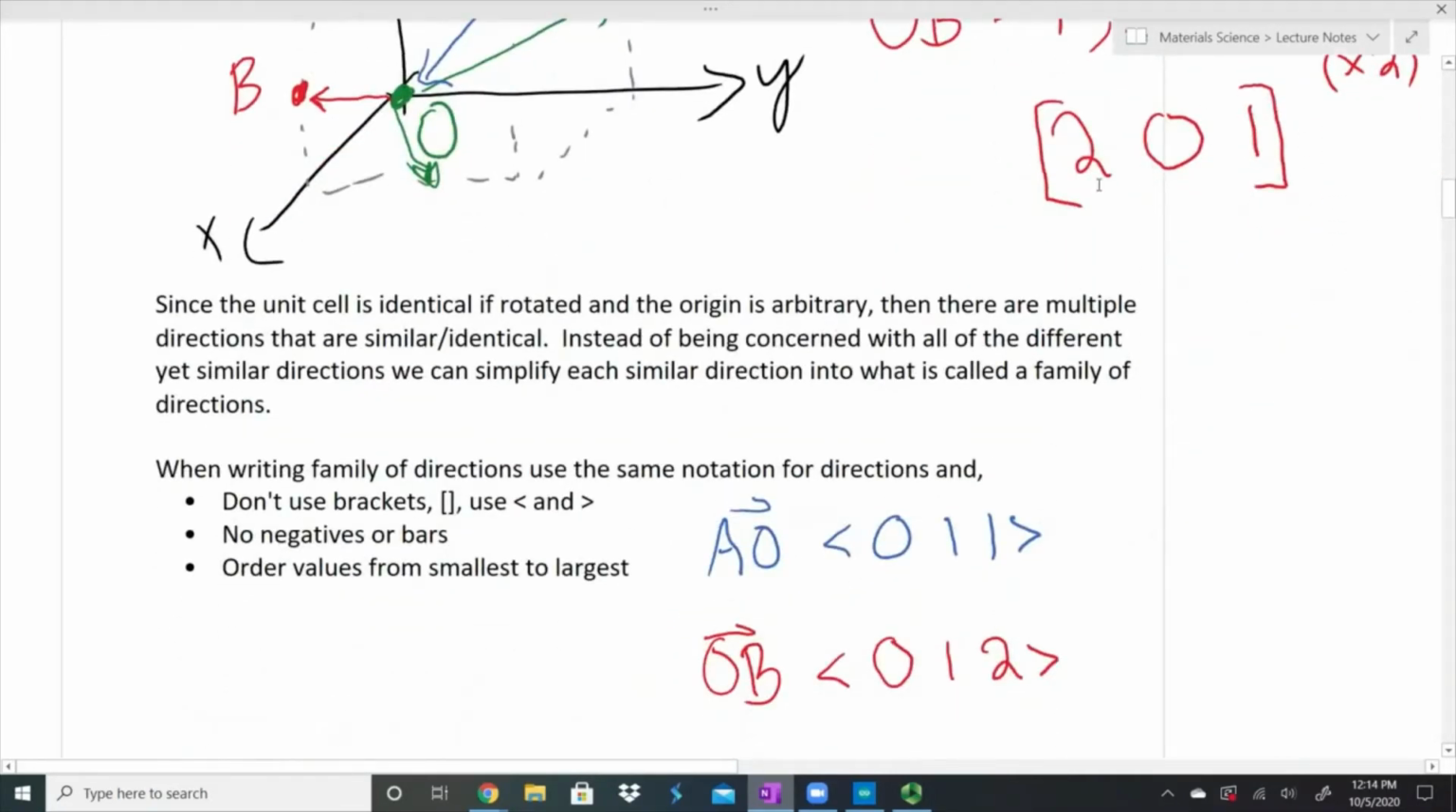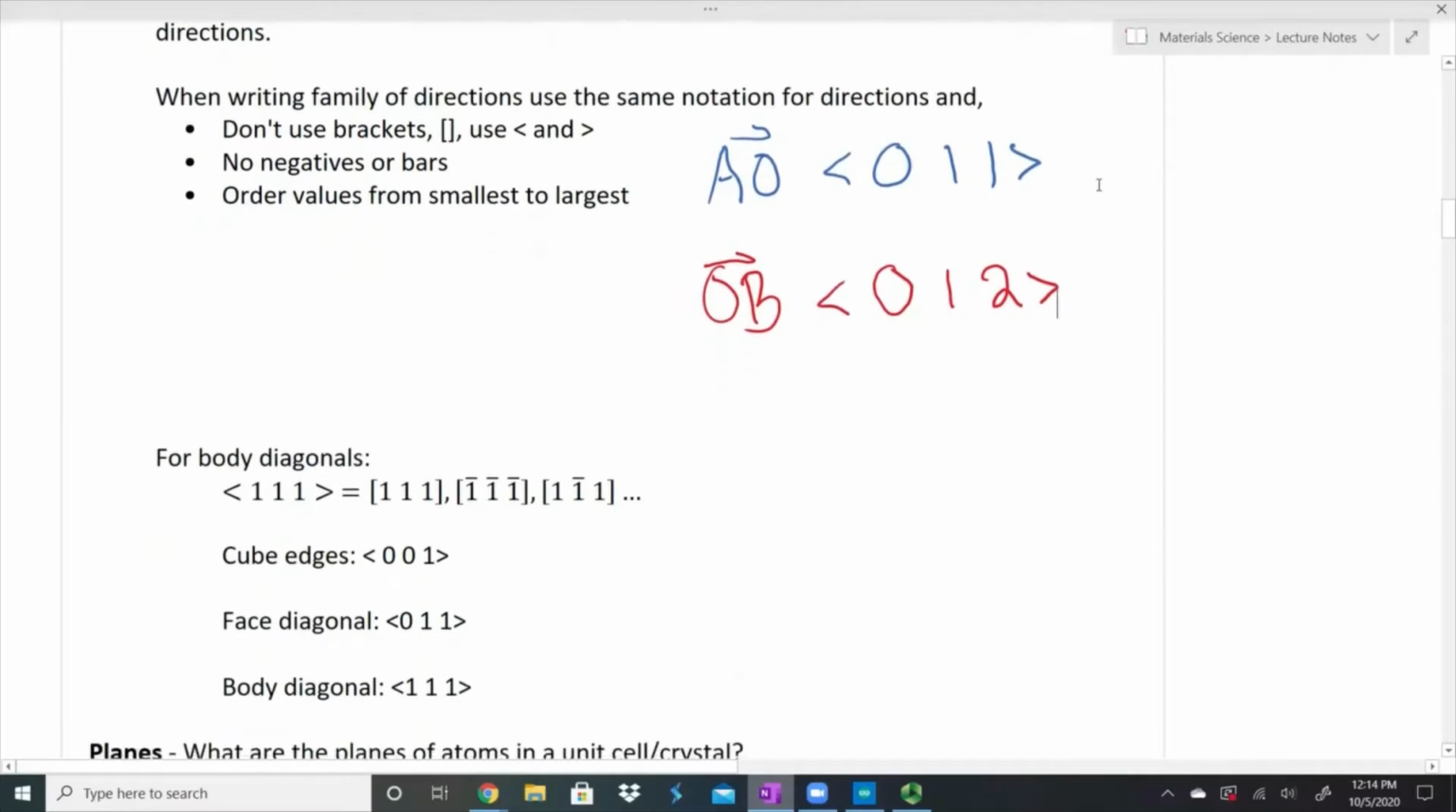We'll talk more about why we do this and what this means in class. I did want to mention really quick, and again, this is for cubic systems here.